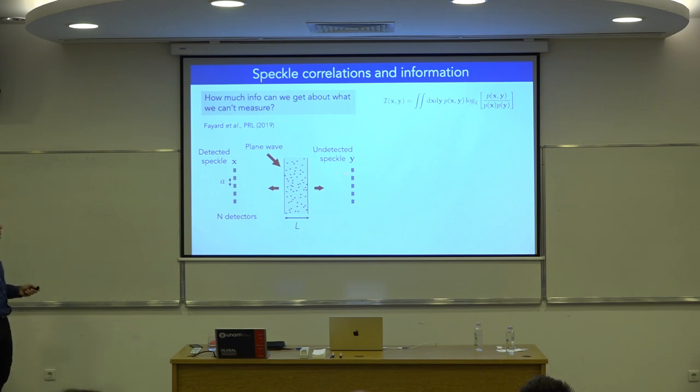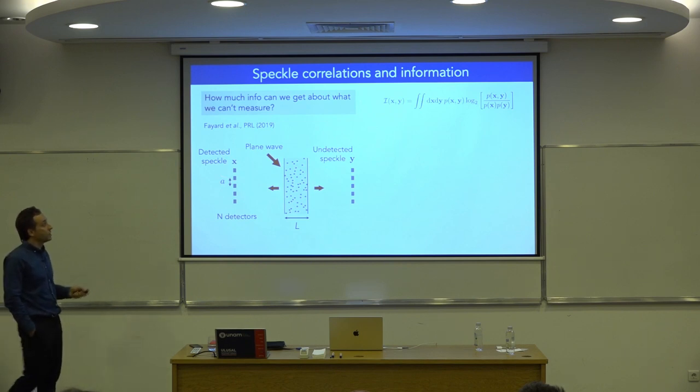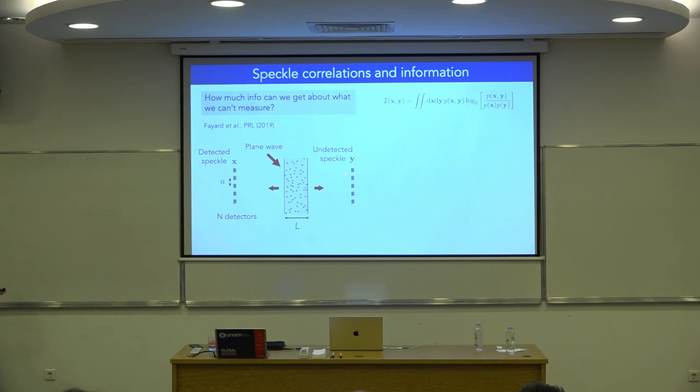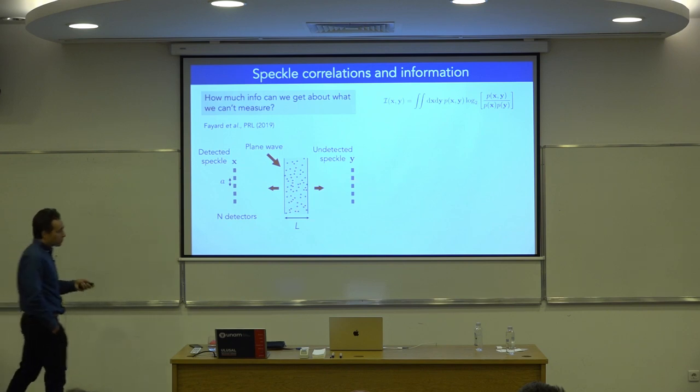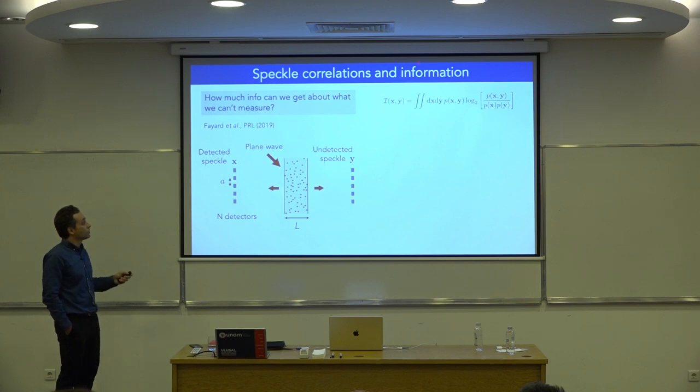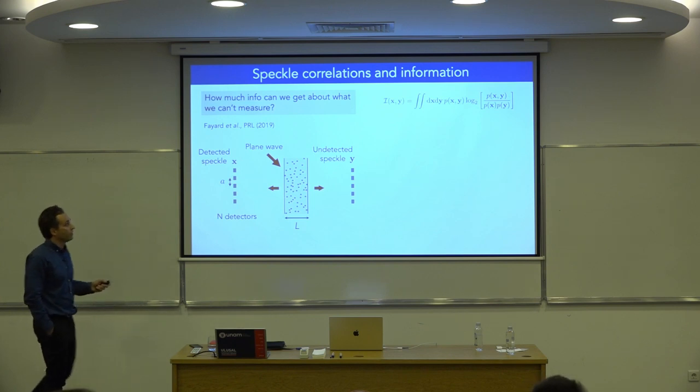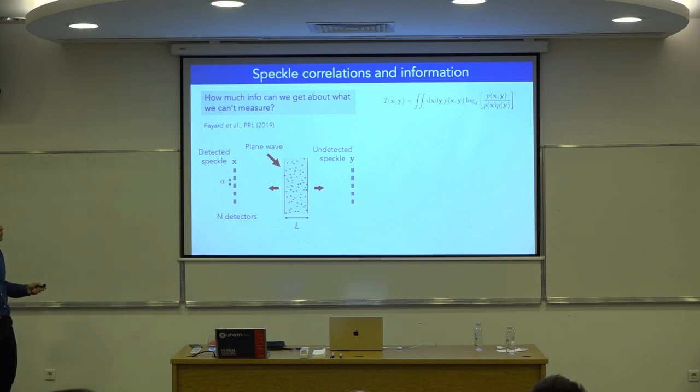So you can consider the following problem. You have some antennas or the pixels of your camera, and you put all this in a vector that you call x. You have n detectors, and you ask, what is the information that I get about this undetected image or undetected spectrum on the other side? Rigorously speaking, what we have to look at is the mutual information between x that you measure and y that you do not measure. This is well defined in information theory. In particular, it involves the joint probability between x and y.